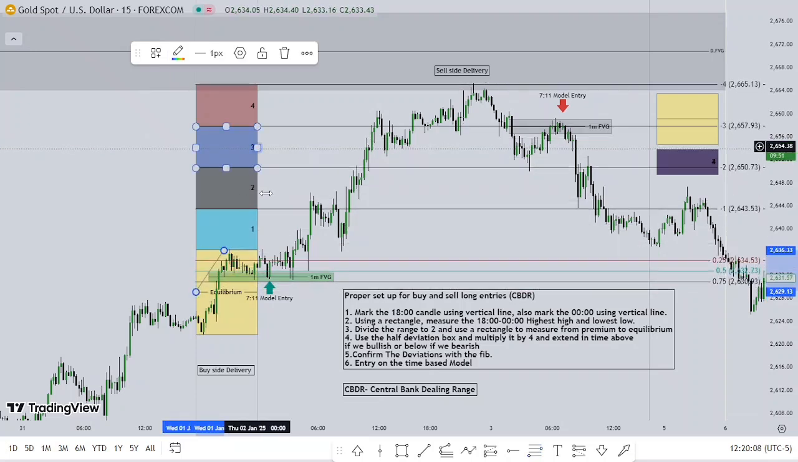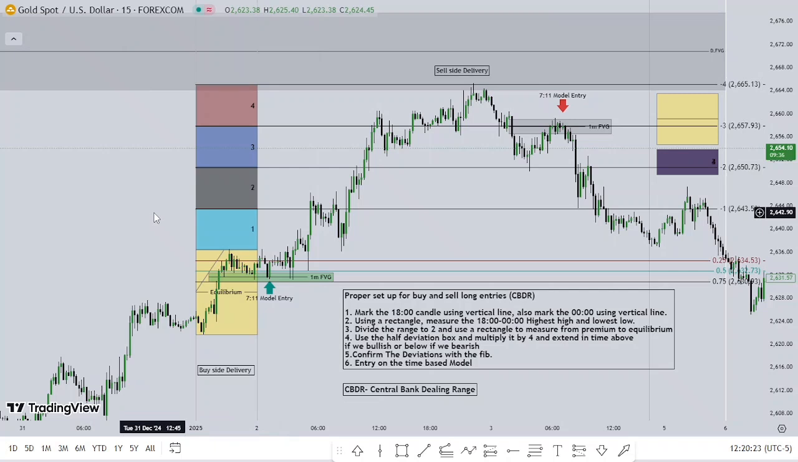There you go. You see, this is the first deviation, which is here. Second deviation, which is here. Third deviation, which is here. Fourth deviation, which is here. This is the daily bias of the day. You can literally just trade from having this model here, measuring this low to this high, finding the equilibrium. After finding the equilibrium for this low, you take the upper half and you multiply it by 4 above until it gets to the fourth deviation.